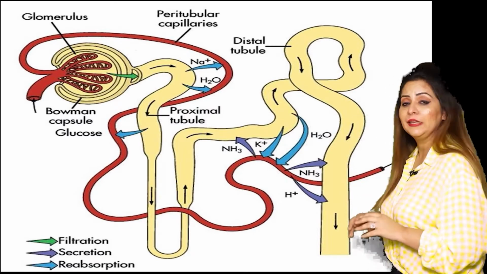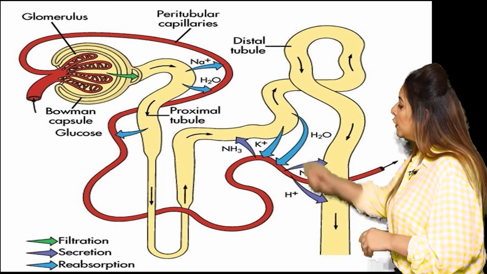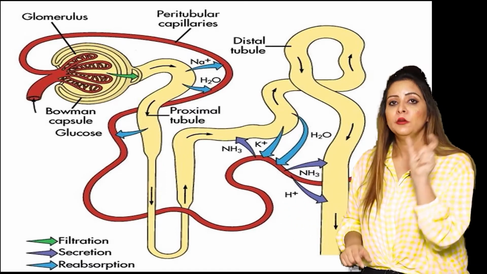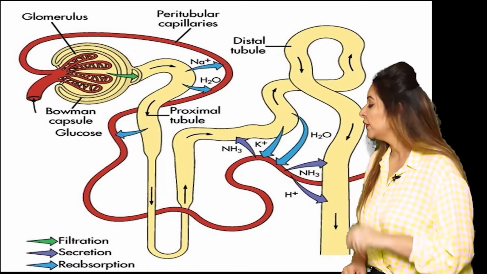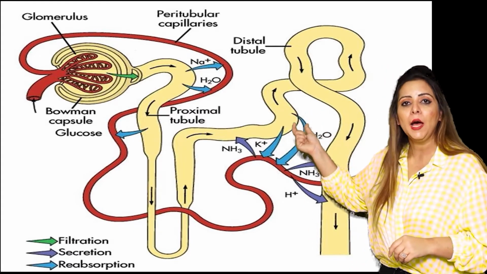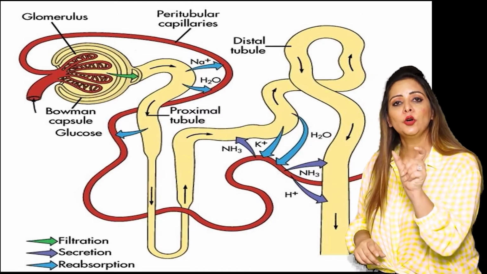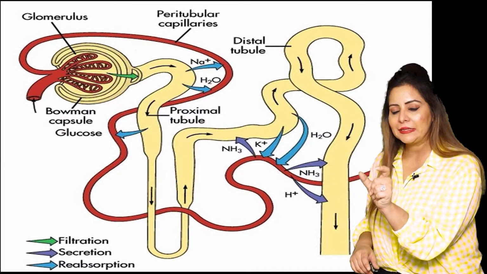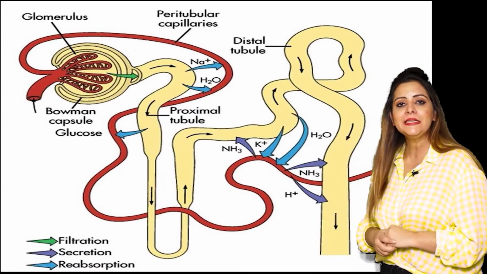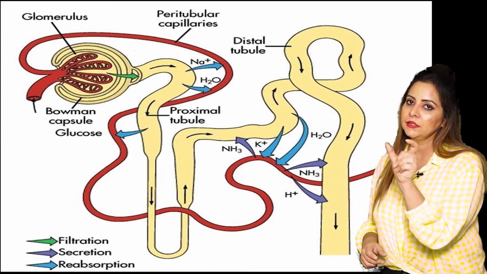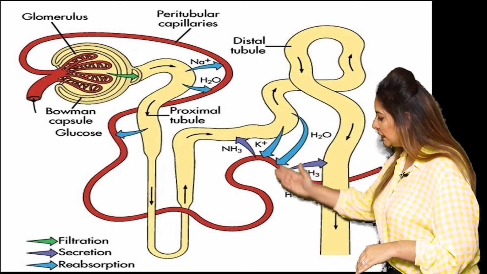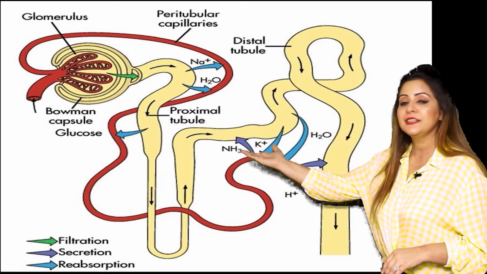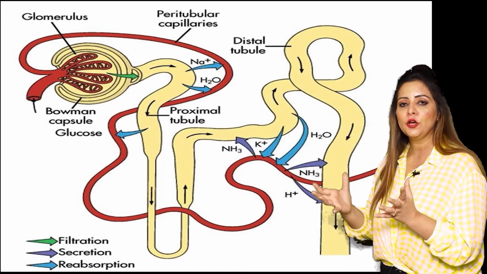Right. Now let's expand these abbreviations. PCT specifies proximal convoluted tubule. And this limb which is going up is called as distal convoluted tubule, that is DCT. And the third, CT, is called as collecting tubule. So I think you got it. PCT, DCT and CT.